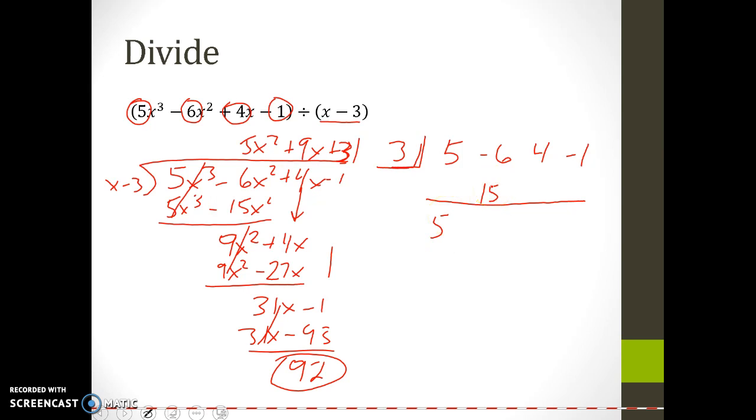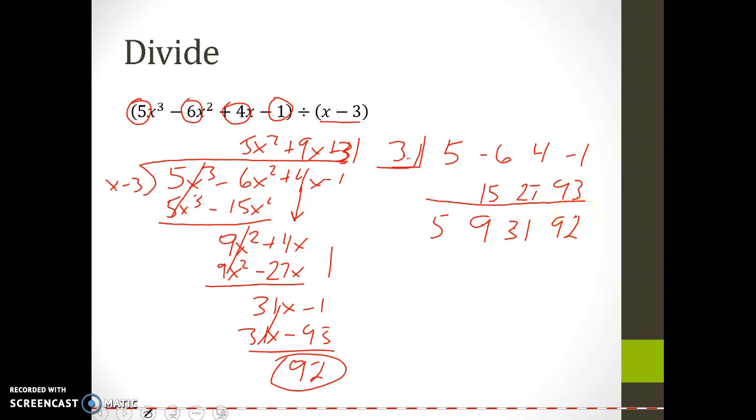Then I'm going to add negative 6 plus 15. Well, that's positive 9. I'm going to multiply it times 3, which is 27. And then I'm going to add 4 plus 27 is 31. I'm going to multiply times 3. 31 times 3 is 93. And then I'm going to add negative 1 plus 93 is 92.